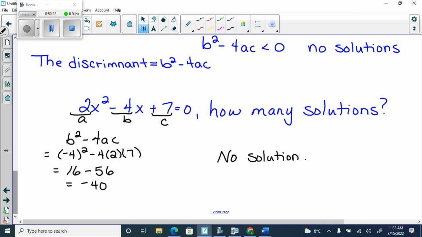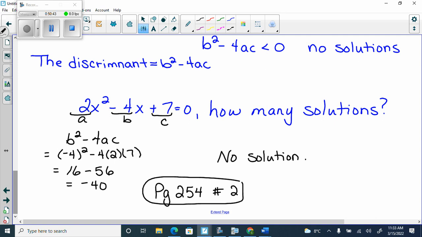And if it's positive, there's 2. If it's 0, there's 1. If it's negative, there's none, because you can't take the square root of a negative number. Does that make more sense? So it's just page 254 from yesterday, number 2. Now there are a few parts. There's A to F. However, all you have to fill it into is b squared minus 4ac. That's it, right? If you're filling into the whole thing, you're doing way more work than you need to.